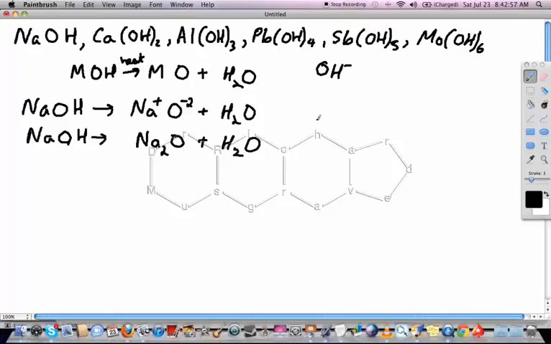And then we need to balance this out. We've got 2 sodiums here, so I put a 2 in front of this one. That gives us 2 oxygens, so that would be 1, 2, and we've got 2 hydrogens, that's 1, 2. So now that one's balanced. Alright, let's look at the next one.